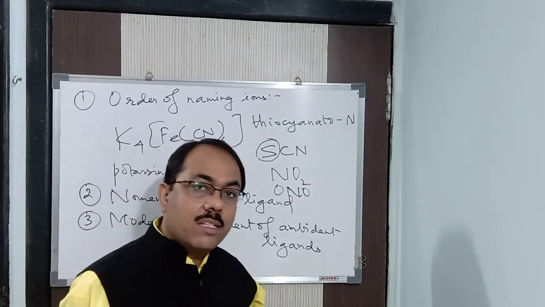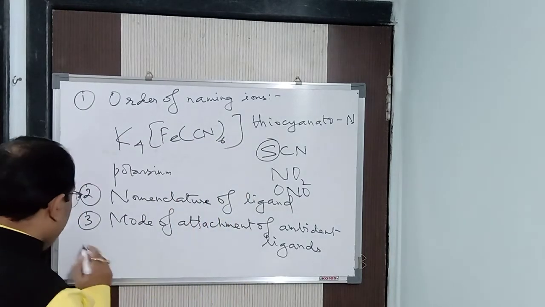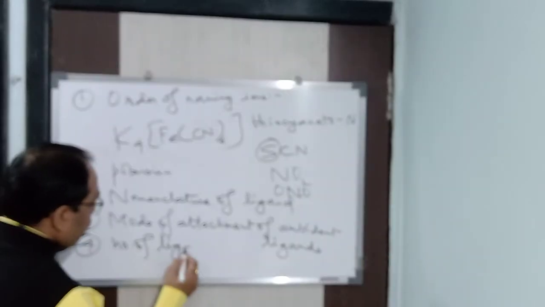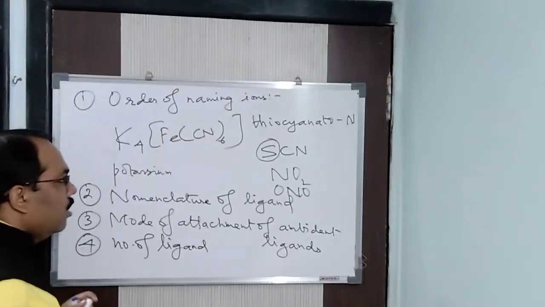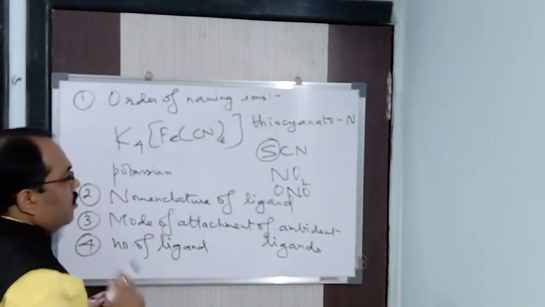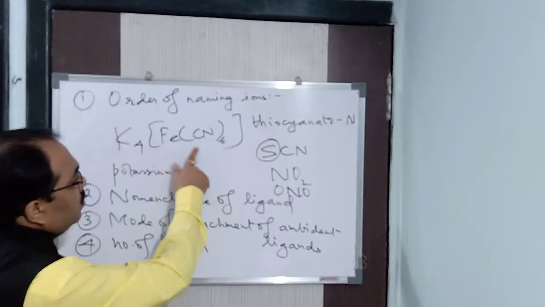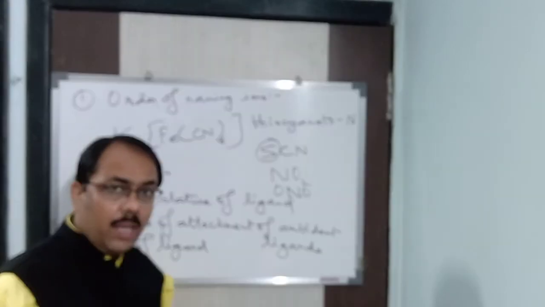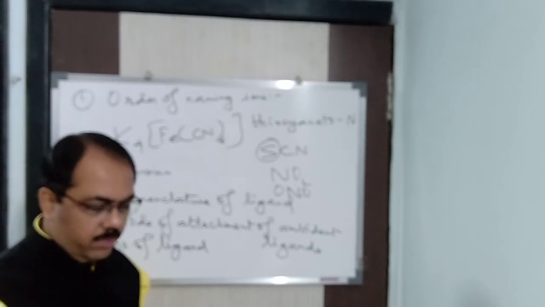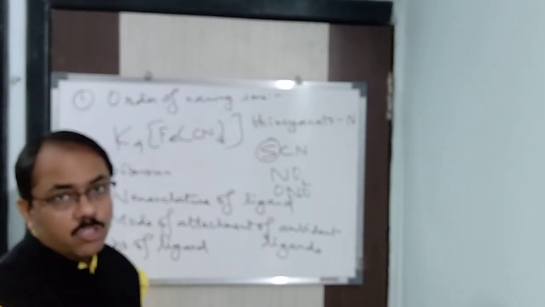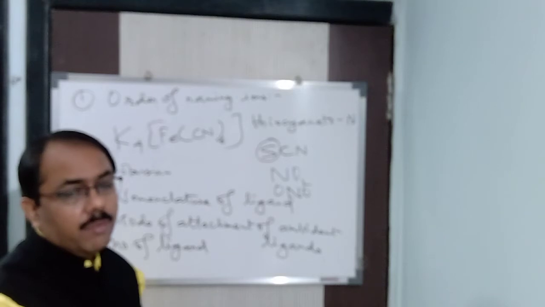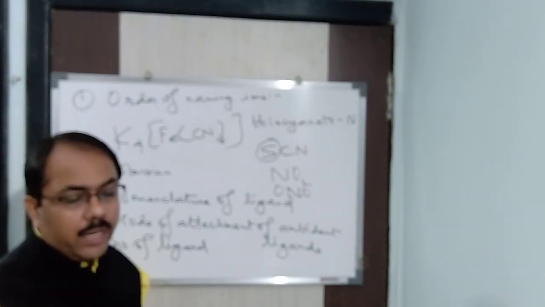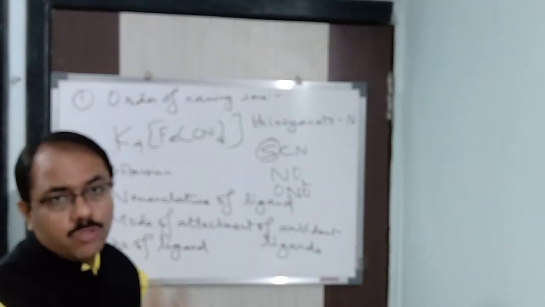Now the next point is the number of ligands. Suppose the same ligand occurs six times, we will use the word hexa. If it is three times, tri. If it is two, di. If it is four, tetra, and so on. So you have to use this numerical prefix before writing the name of the ligand. Got it?